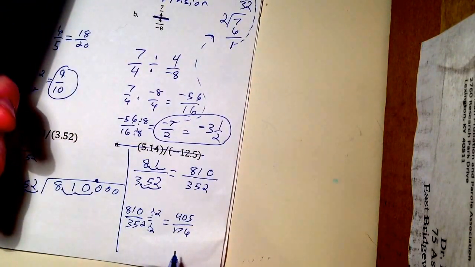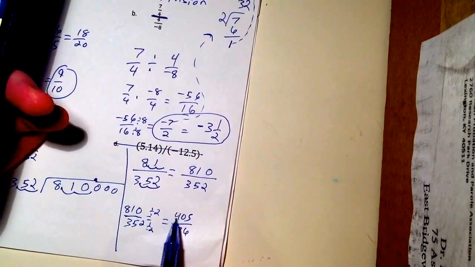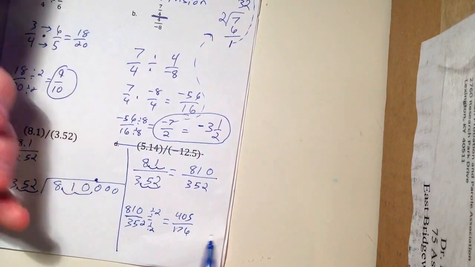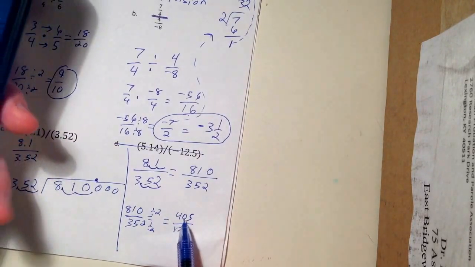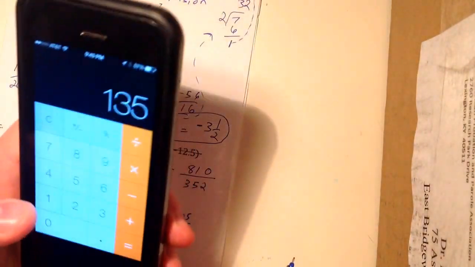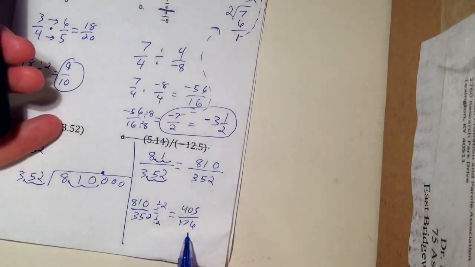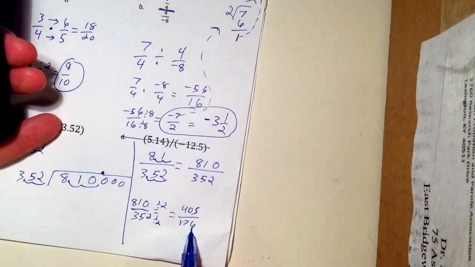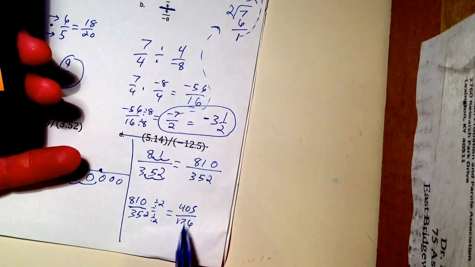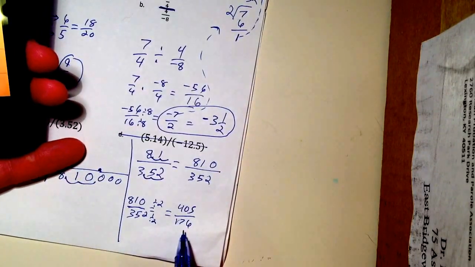And you're like, what? 4 plus 0 is 4. 4 plus 5 is 9. 3 goes into 9, therefore 3 goes into this number. And I can say, okay, 405 divided by 3. Oh, it does go in there evenly. But 176, 7 plus 6 is 13, plus 1 is 14. 3 doesn't go into 14, so 3 doesn't go into that number.